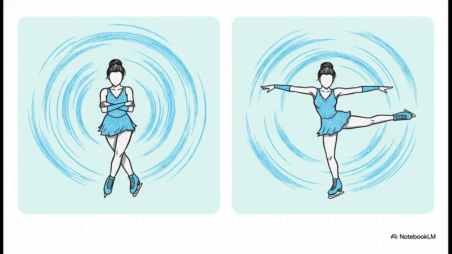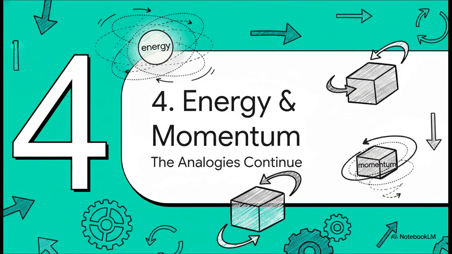When she pulls her arms in, all her mass is crunched up close to her center. That's a low moment of inertia. But when she stretches her arms out wide, it's the same amount of mass, but now it's spread out, giving her a much, much higher moment of inertia. And guess what? This whole translation thing just keeps going.